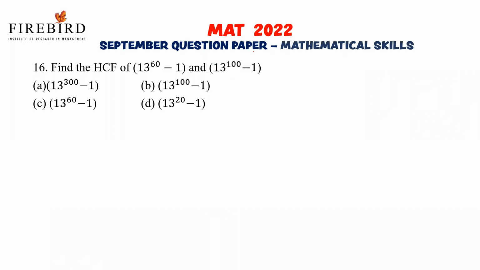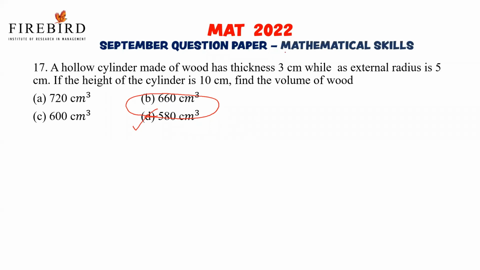Okay, find the HCF, the highest common factor, they're asking. The highest common factor which can divide here is 13 to the power 20 minus 1. This is the highest common factor which divides both the values. Okay, now we'll move to the next question.